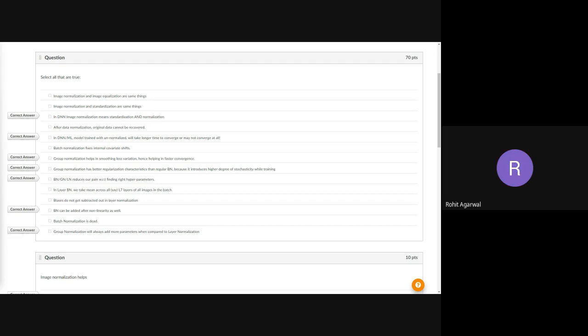You mean the quiz or other than the quiz? Other than the quiz. Yeah, I wanted to understand the difference. I mean, what is the real benefit we get using group normalization or layer normalization? Because that is not very clear to me.